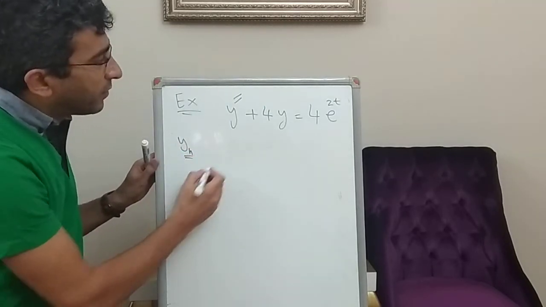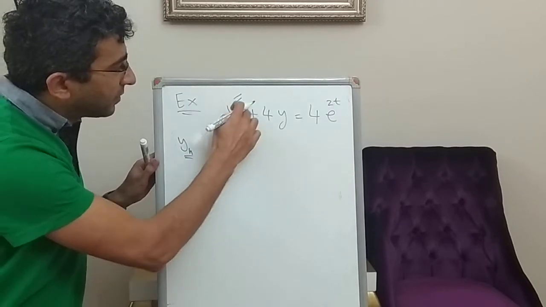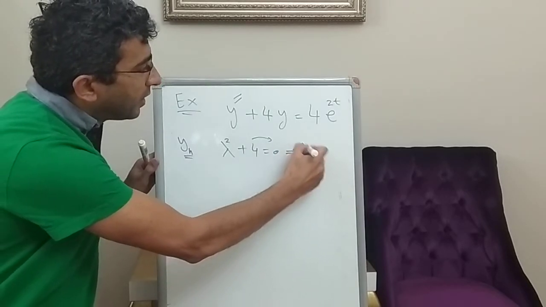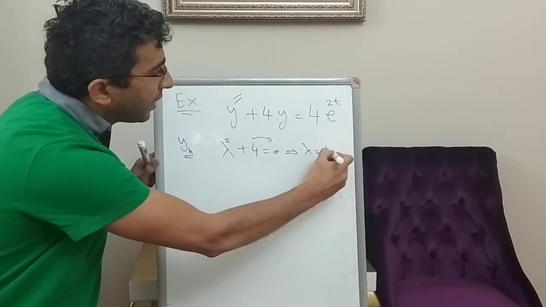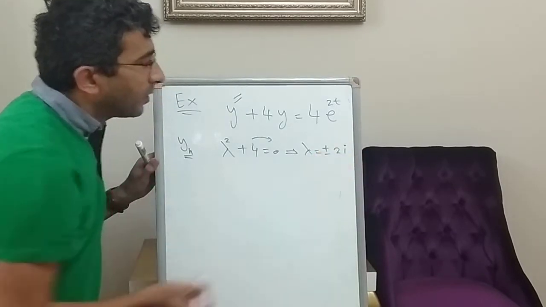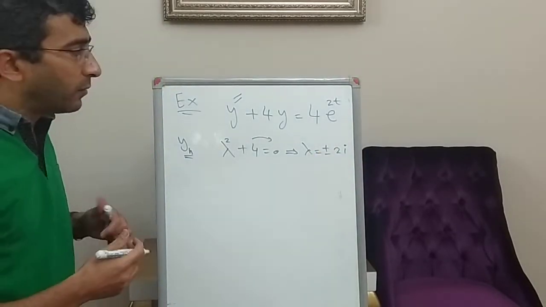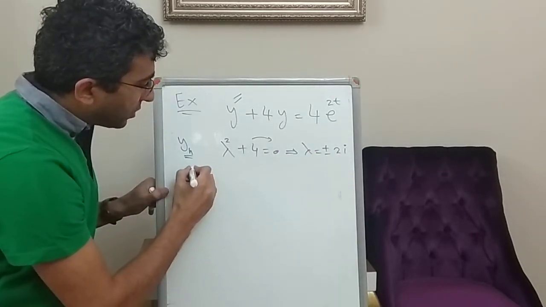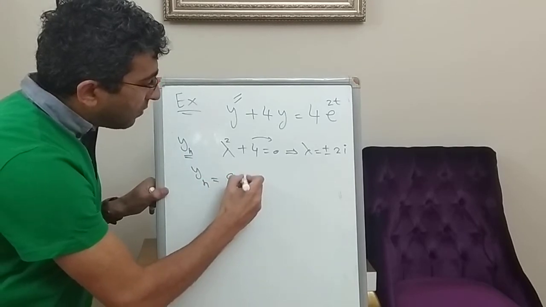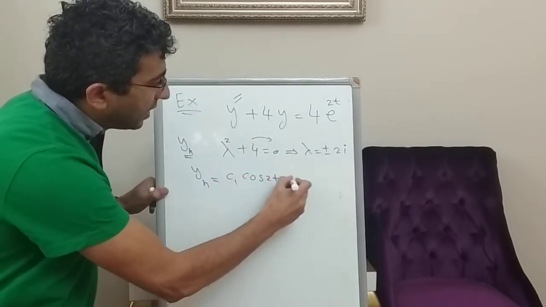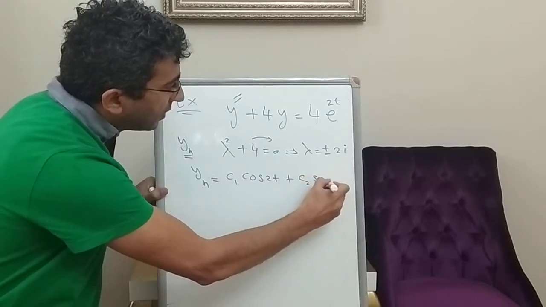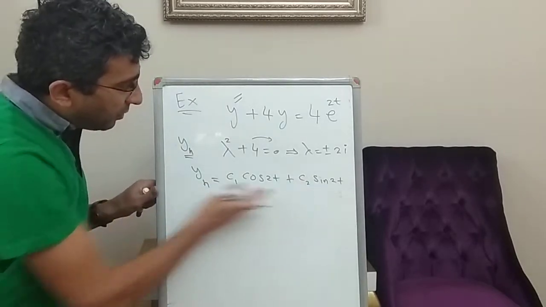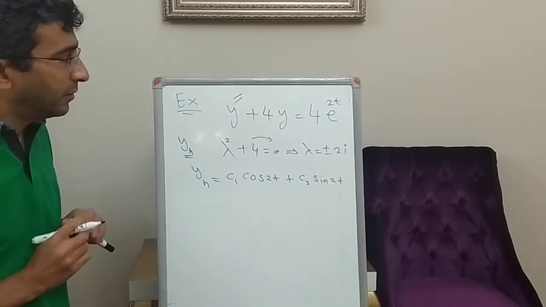To find y homogeneous, I will write the characteristic equation lambda squared plus 4 is equal to 0. If you take this to the other side, lambda 1 and 2 is equal to plus or minus 2i. Okay, so this is as before. I will not spend time here because you know how to solve homogeneous equations. This is a kind of sine and cosine function. So the y homogeneous is c1 cosine 2t plus c2 sine 2t. Okay. Now keep it in here, please.